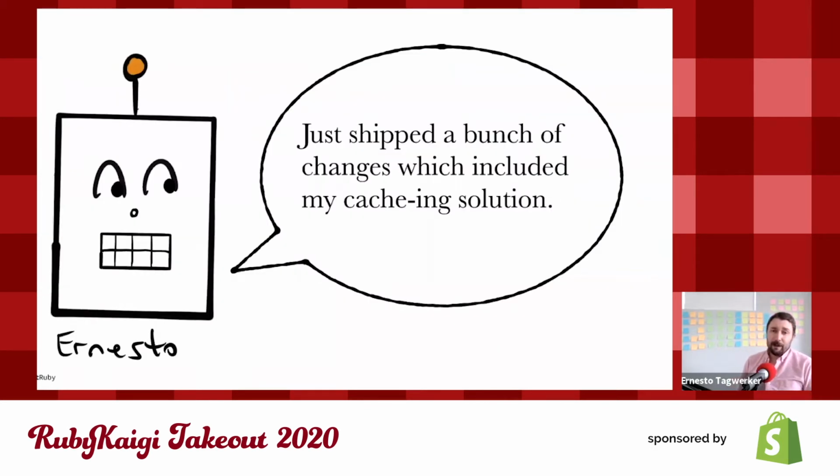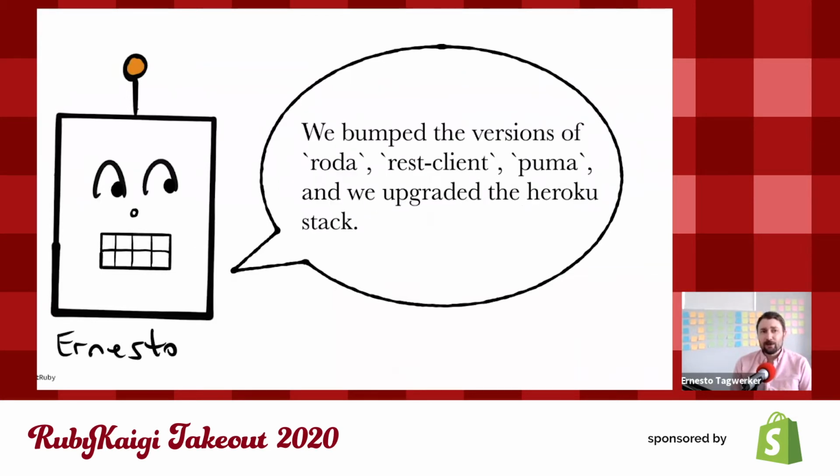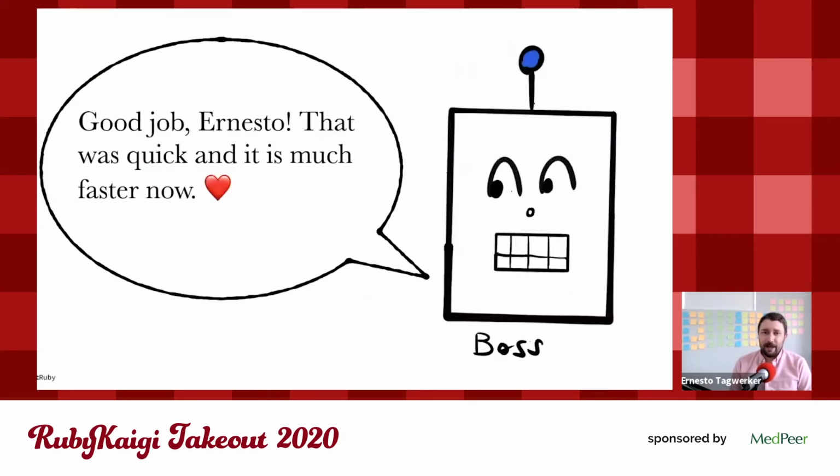I reach out to my boss and I say, hey, I just shipped a bunch of changes, which included my caching solution. I also bumped the version of Roda, REST client, and Puma, and I upgraded the Heroku stack as well. My boss is happy, the users are happy, and my boss is like, good job, Ernesto, everybody's happy. Great, I take off for the day, go home, and don't think about it anymore.